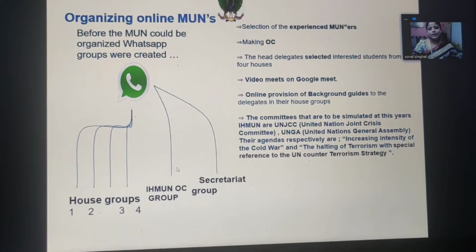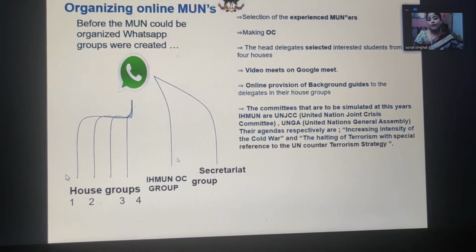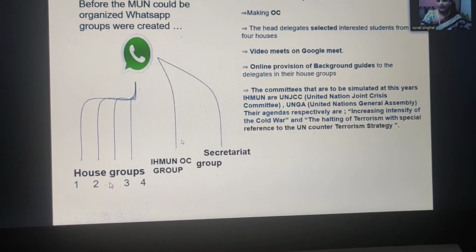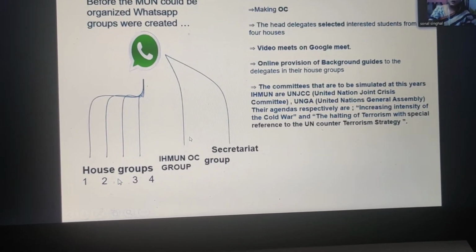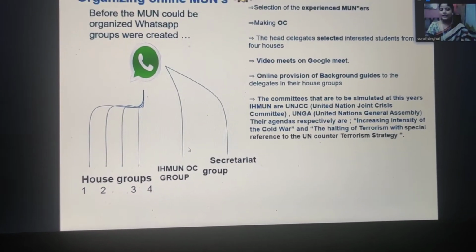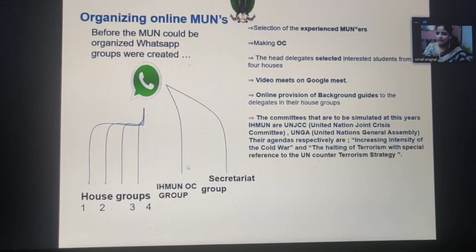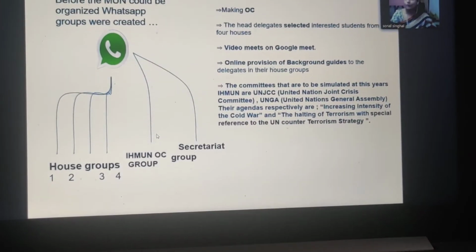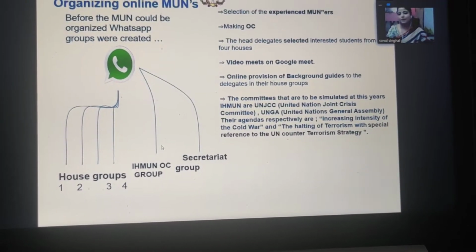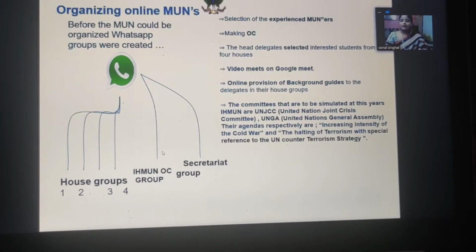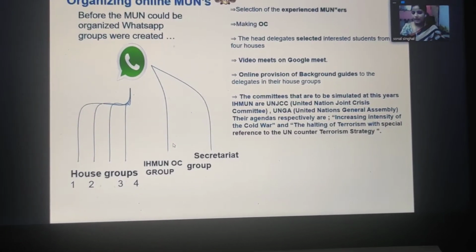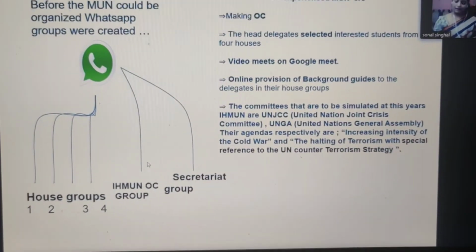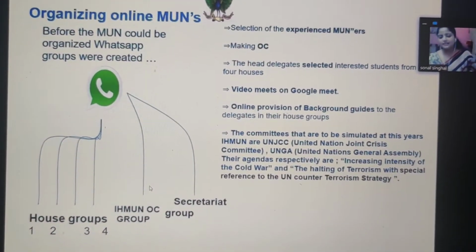Before the MUN could be organized, we created 3 kinds of groups. First group we created based on all 4 houses, and we chose some experienced MUNers here. Then we created one organizing committee group which took care of these 4 houses, and then finally the secretariat group is going to monitor the entire meet. On the same hand, we selected interested students. We provided them the background guides, and this year we have planned to generate 2 committees and simulate them.